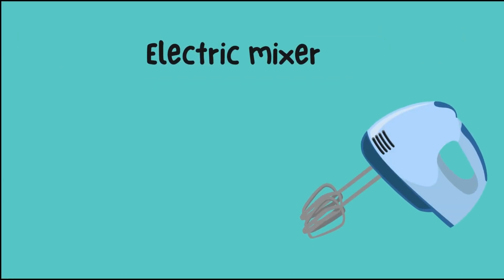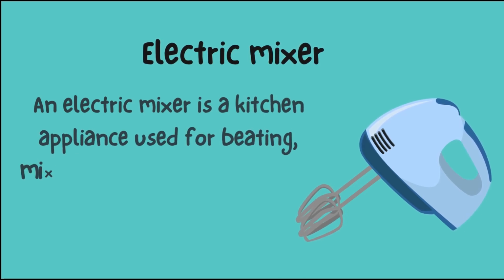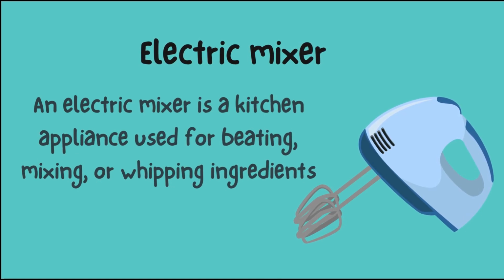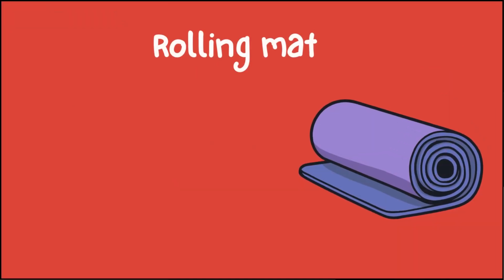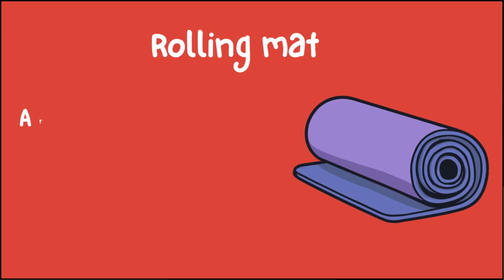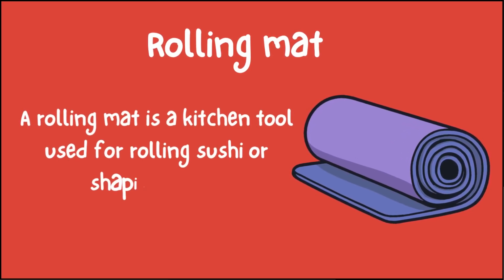Electric mixer. An electric mixer is a kitchen appliance used for beating, mixing, or whipping ingredients. Rolling mat. A rolling mat is a kitchen tool used for rolling sushi or shaping dough.